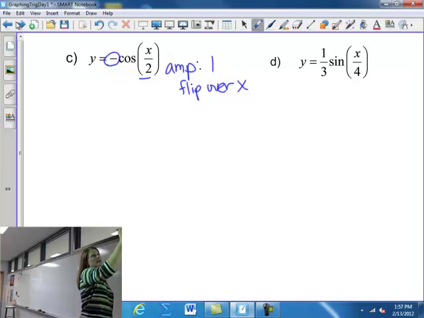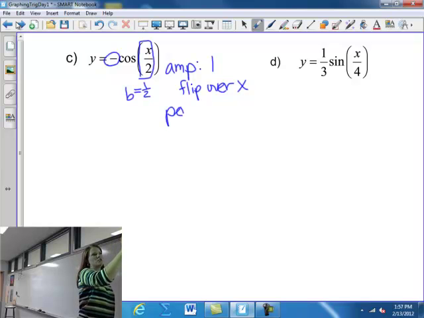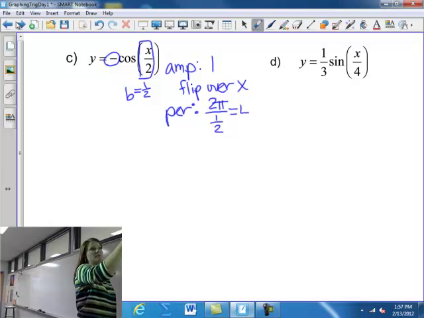All right, just a minute ago you said period was 2 pi over b. I see x divided by 2. That tells me my b is a half. So my period is 2 pi divided by that half, which is the same as multiplying by 2. Correct. So my period is actually stretching to be 4 pi.